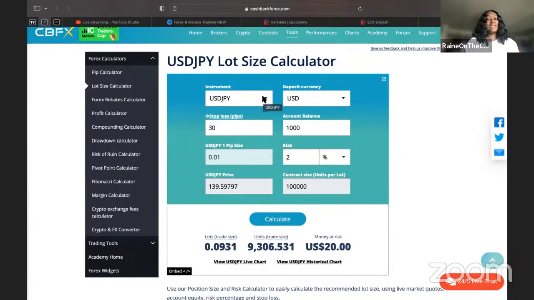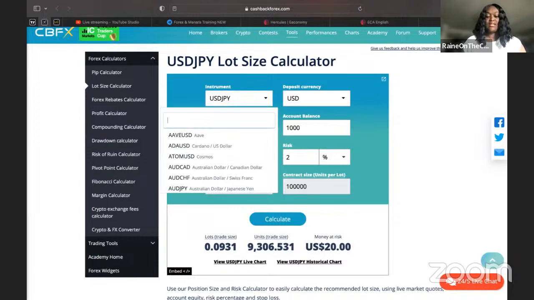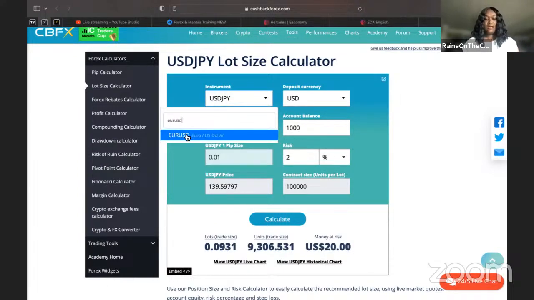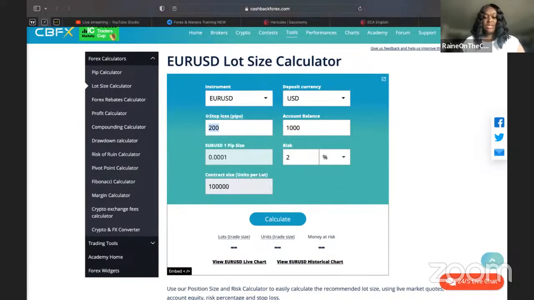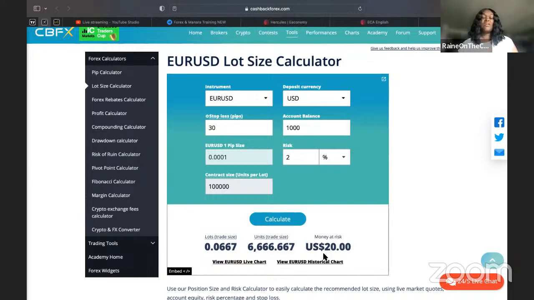So say we decided now to take another trade, but it was EUR/USD. We want to put it to 30 pips, risking 2% again. That means you could only lose $20. You hit calculate, the lot size is completely different. It is 0.06. So you would be losing a whole lot more than $20 if you just assumed the 0.09 would apply just the same. You would actually end up losing more money, right?